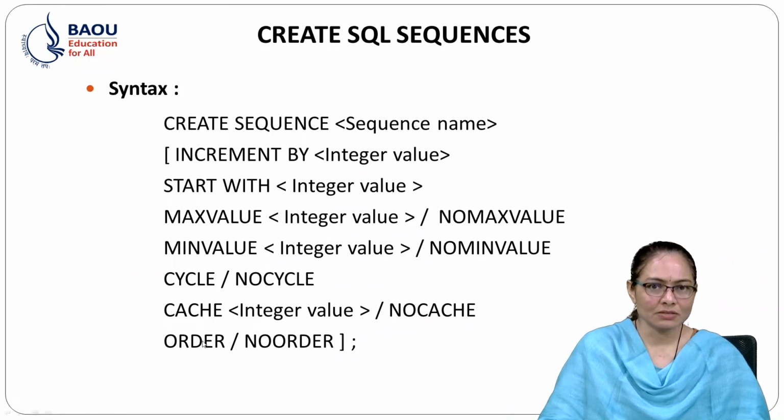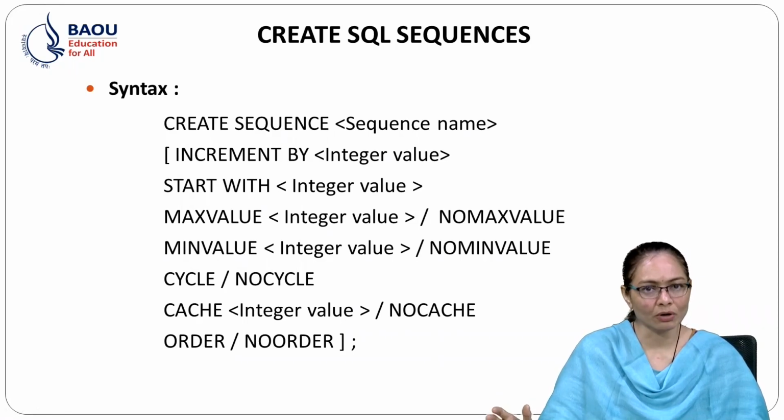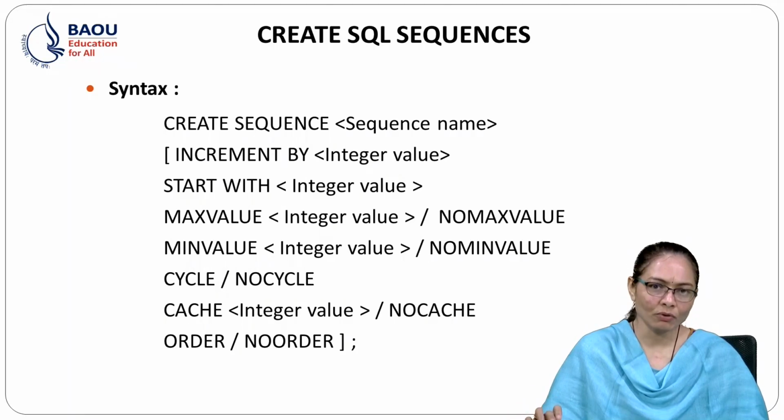Now, what is the use of the order? Order is used to generate the sequence numbers in the order of the request. This option is necessary if using the parallel server or in parallel mode. In exclusive mode, a sequence is generated in order. If Oracle is configured with the single server option, then the order and no order clause has no significance. By default, a sequence takes the no order clause. It will be used when the parallel server is used.